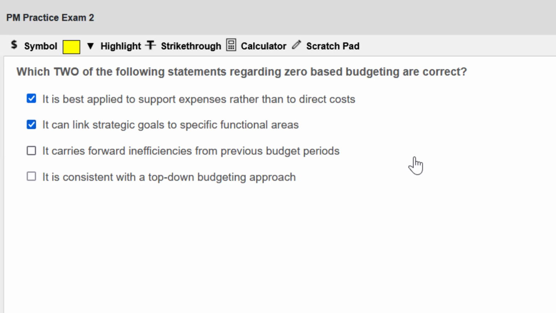And we can check that because, look at answer 1. It's best applied to support expenses rather than direct costs. Well, direct costs are linked to production. We've got to incur those. Support expenses, they might be discretionary. Well, should we spend on R&D or should we spend on training? That's where zero-based budgeting comes in. And it can link strategic goals to specific functional areas, because when we decide on our decision packages, we can choose the ones that are best aligned with our high-level goals. So there you go. Options 1 and 2 are the best from this list of 4.